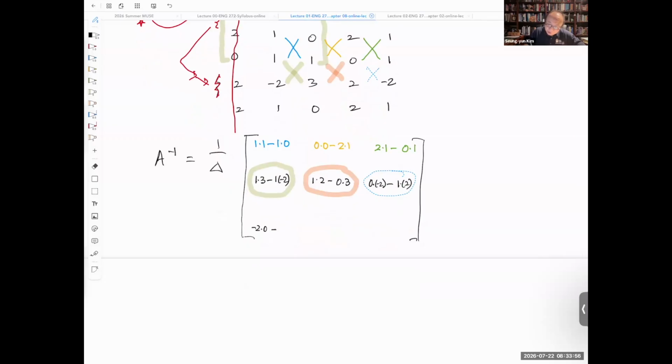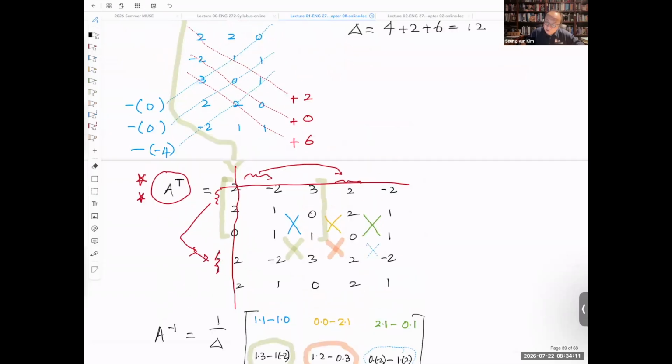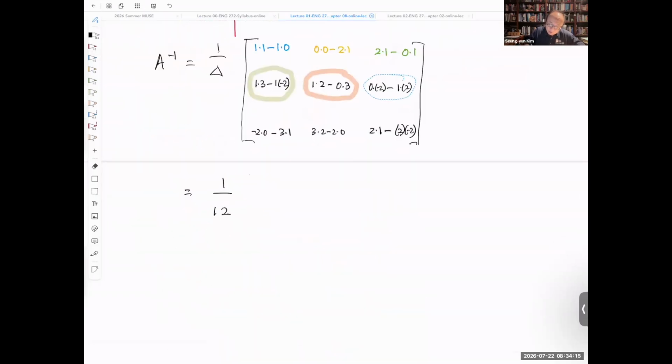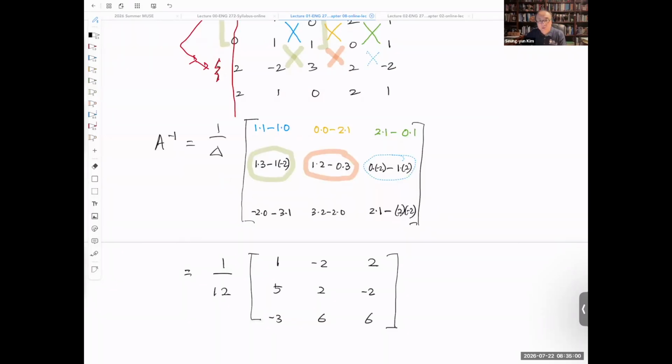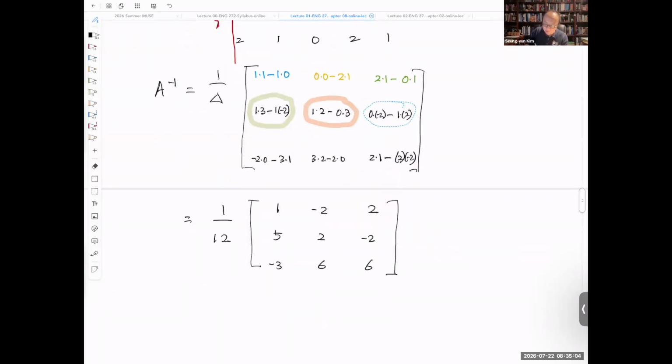Negative 2 times 0 minus 3 times 1, 3 times 2 minus 2 times 0, 2 times 1 minus 2 times negative 2. So what is delta? 12. So 1 over 12, we have 1, negative 2, 2, 3, 5, 2, negative 2, and then negative 3, 6, 2. Once you get to this, you can just keep it like that, or your answer can be distributing these inside, but you don't have to.